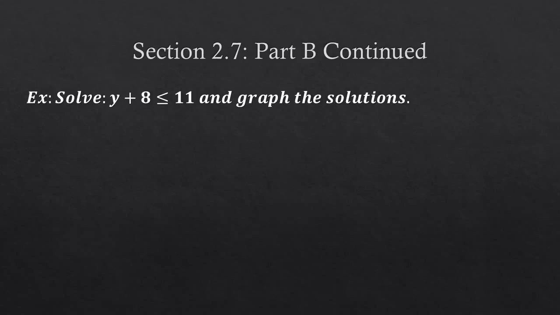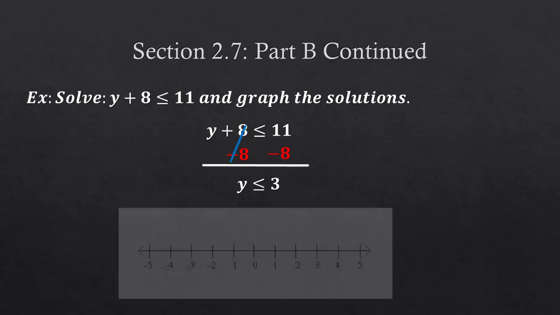Another example. Subtract 8 on both sides to get the y by itself. The 8's cancel on the left, leaving the y by itself. Bring down your inequality sign. +11 combined with a -8, unlike signs, will give you a +3.